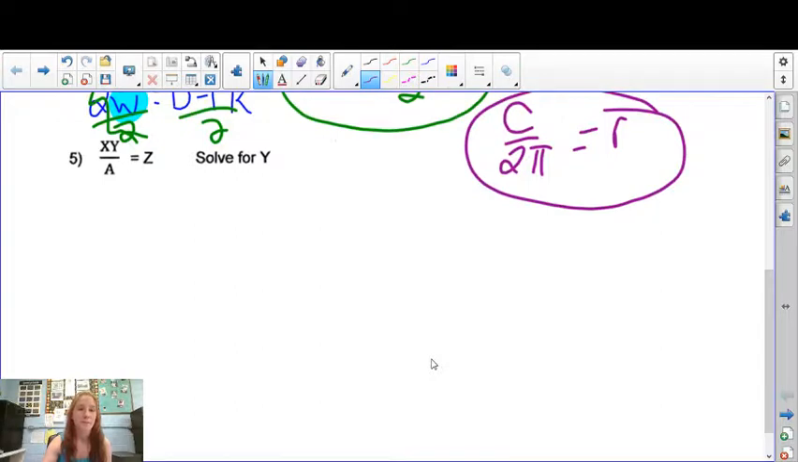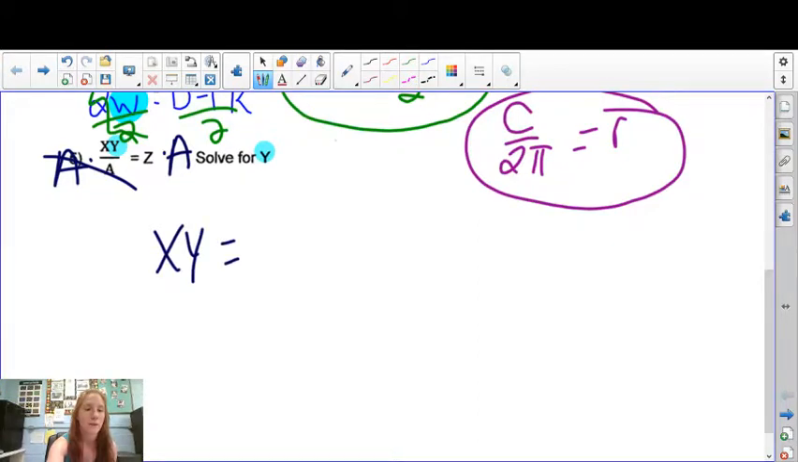All right, number 5. Go back to getting our highlighter. We're going to go ahead and solve for y. Y is up top in my numerator. Again, I say the word numerator because we have a fraction. Oh no, scary fraction. It'll be okay. We undo fractions with multiplication. Do it to both sides. The a's cancel out. I'm left with xy is equal to a times z.